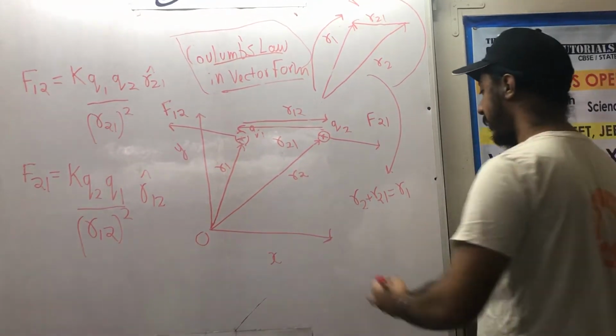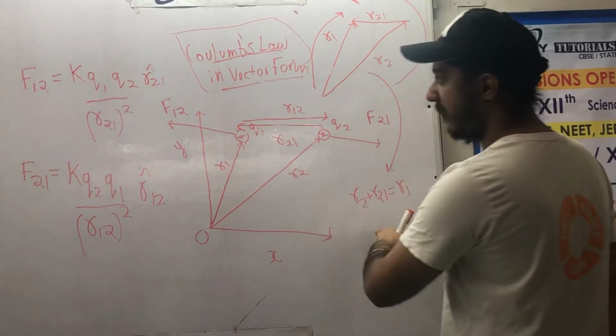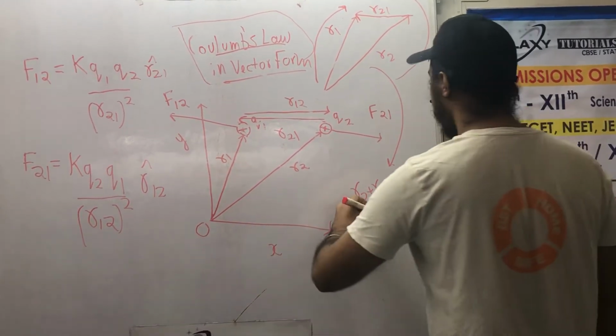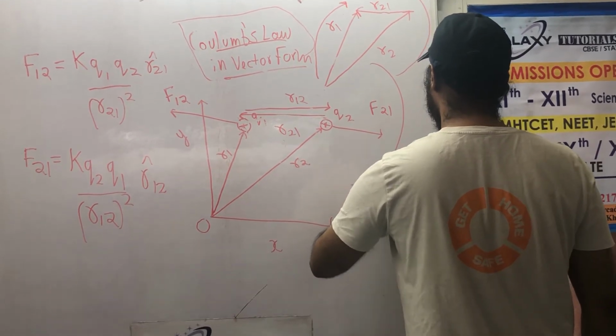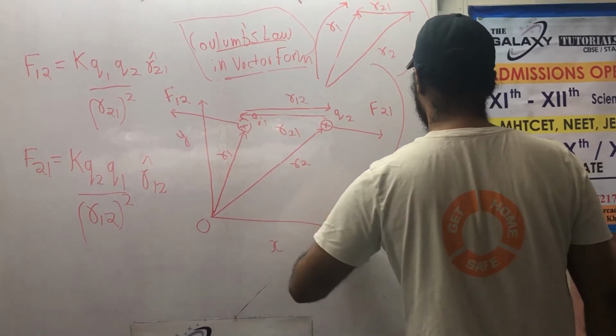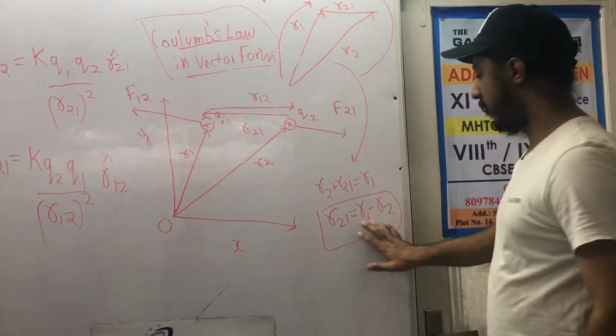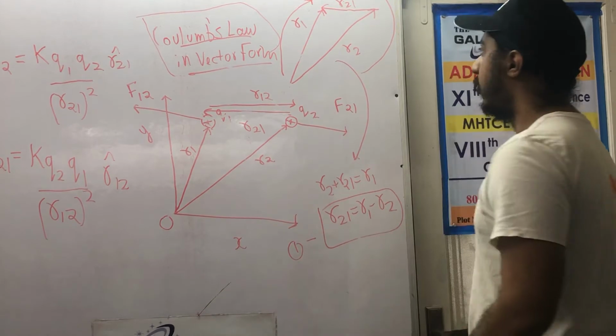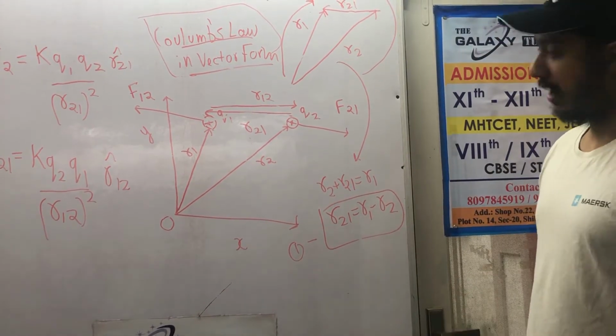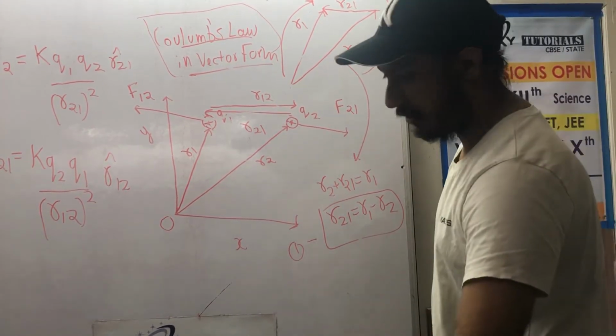Okay. Now further I will simplify this. I have to find the value of R21 and R12. Okay. So R21 will be equal to R1 minus R2. Okay. This is a very important value. This I will make as number 1 equation. I hope that is clear. Okay. Now I will make this diagram again. I will make some modifications.